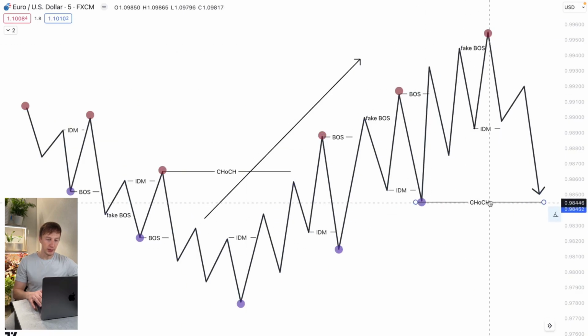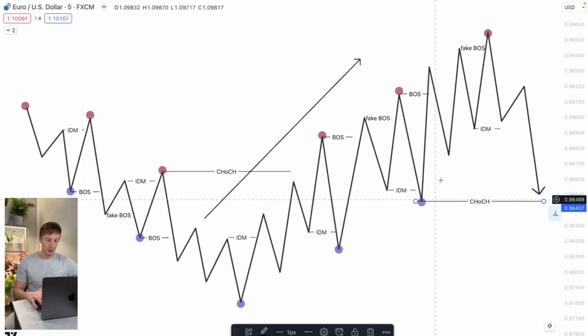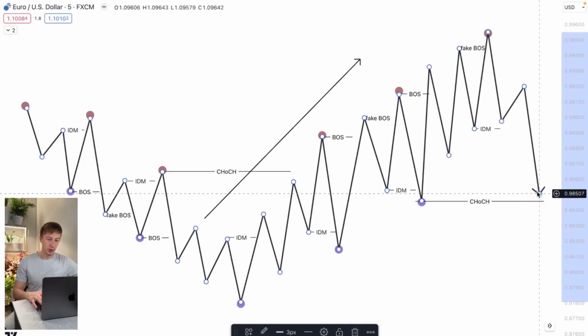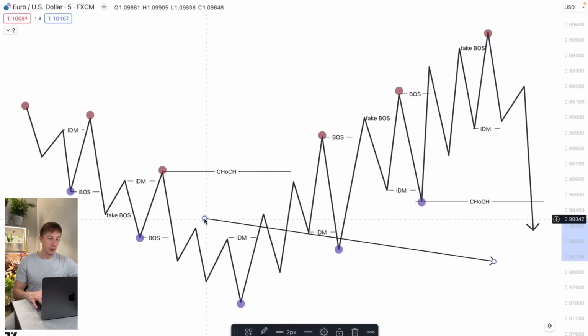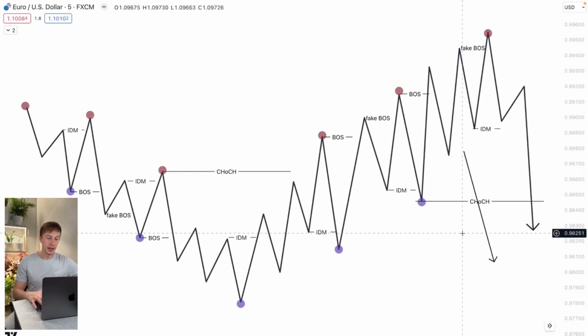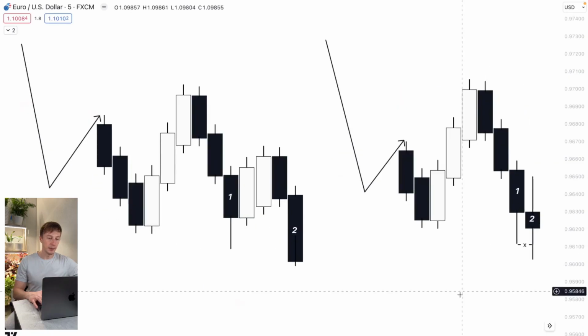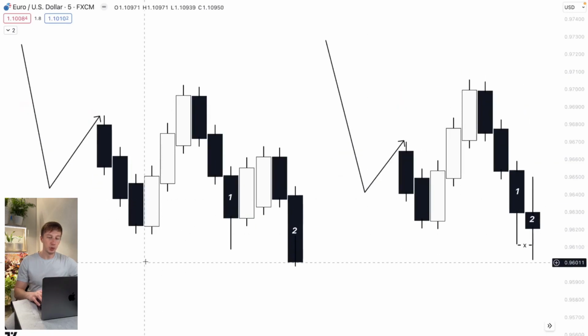The CHoCH is moved in the same way. Initially it was here. When it was broken, a bearish CHoCH was formed. If the price had gone down, we would be looking for shorts, but that doesn't happen, so the CHoCH remains higher. Now let's go over some points that often cause confusion.